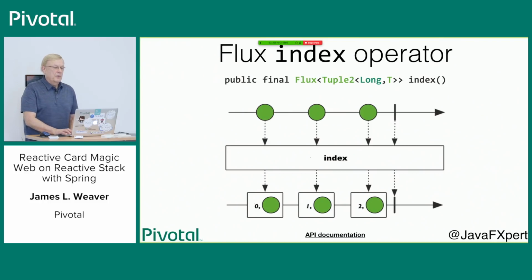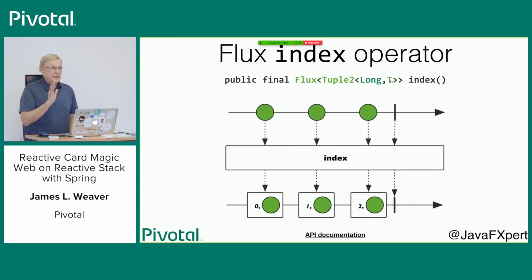The index operator takes a flux of elements and maps it to a Tuple2. It's just a structure that has 2 attributes in it. One is the index, the index of its position in the stream: 0, 1, and 2. The second attribute is the original element that we got. So this tuple has 0 and the element, then 1 and the element, then 2 and whatever element this was. The index operator returns a flux of Tuple2s. This Tuple2 has a long, which is the index value, and a T, a type, which in our case is a type of card.